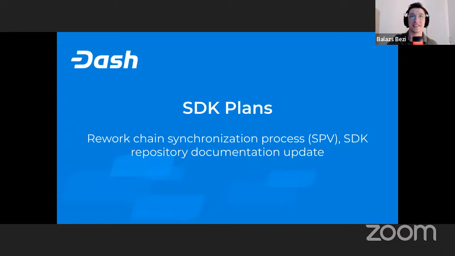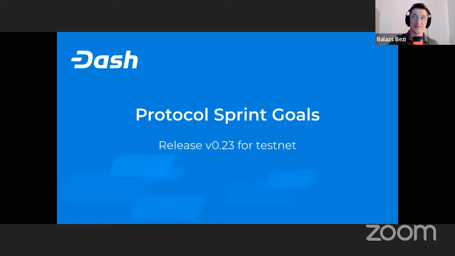Let's jump into the protocol. Ivan? Yeah, so this sprint, we continued preparing and releasing V23. We will talk a little bit later about the Devnet. But at this point, there are two main things that need to be done for 23: fee calculation and fee pools.